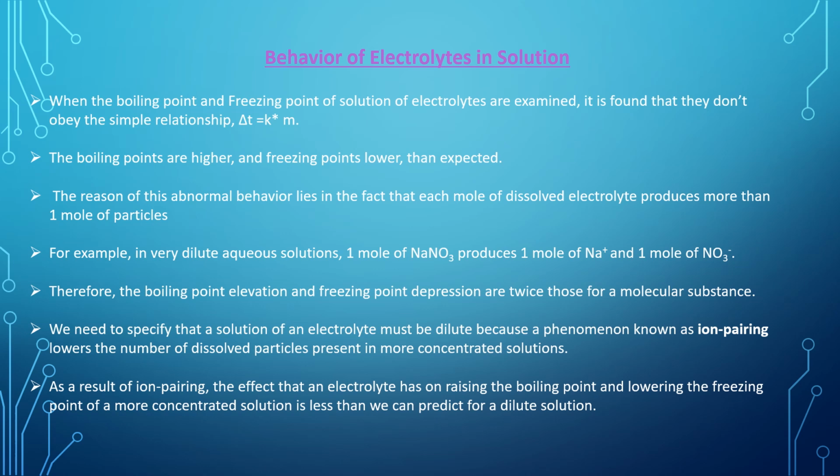We need to specify that a solution of an electrolyte must be dilute because a phenomenon known as ion pairing lowers the number of dissolved particles present in more concentrated solutions. As a result of ion pairing, the effect that an electrolyte has on raising the boiling point and lowering the freezing point of a more concentrated solution is less than we can predict for a dilute solution.